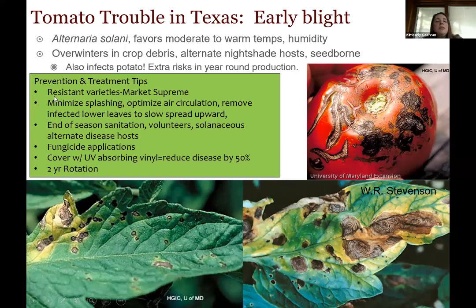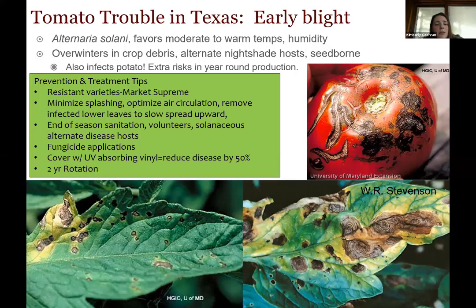For prevention and treatment tips, there are some really great resistant varieties like Market Supreme. There are some other ones that have come out recently. Minimize your splashing and optimize air circulation, because again, this loves humidity. If you can open up that canopy, it'll help keep things dried out. Remove infected lower leaves to slow the spread. Usually with this, the lower leaves are infected first. Practice really good end of season sanitation. Don't leave plant material laying about. Remove volunteers and those solanaceous alternate hosts.